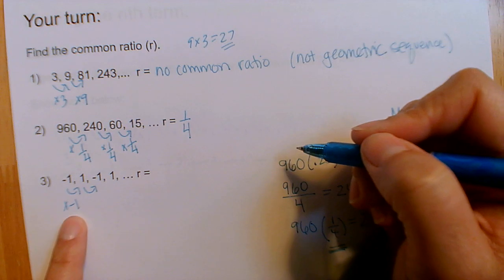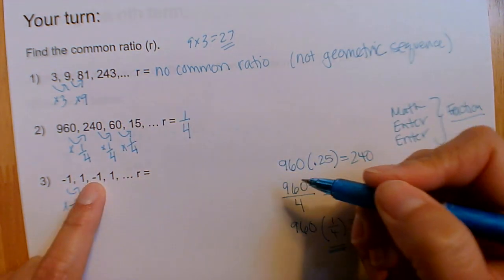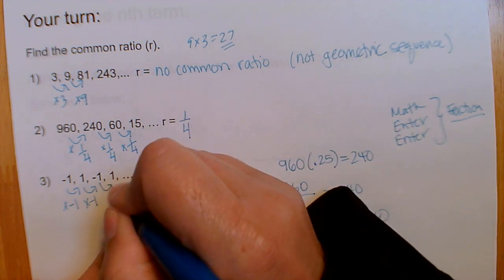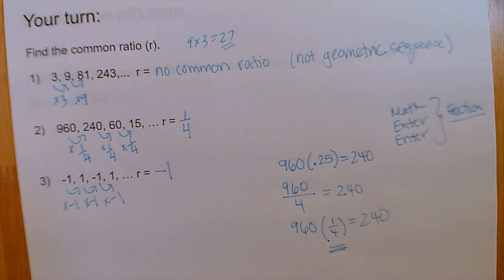So let's look. Negative 1 times negative 1 is 1. Positive 1 times negative 1 is negative 1. Negative 1 times negative 1 is positive 1. It works for everything. Our common ratio is negative 1.